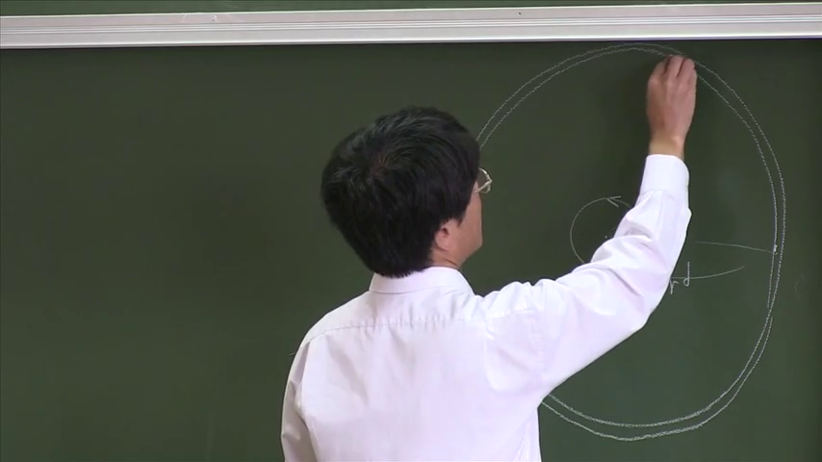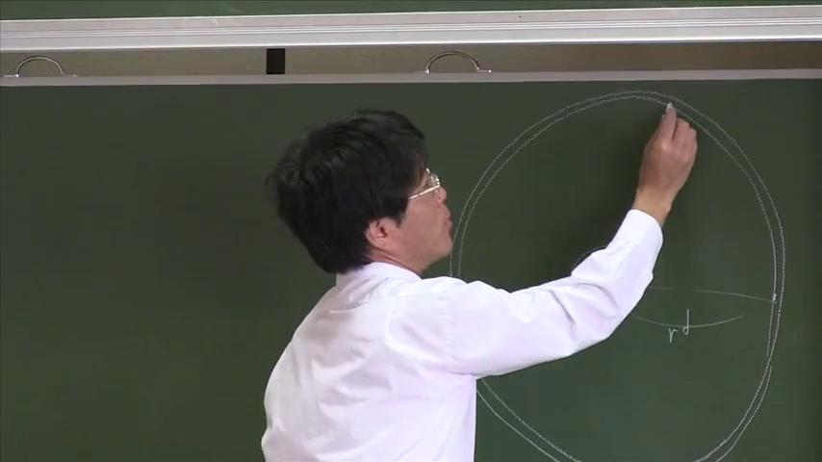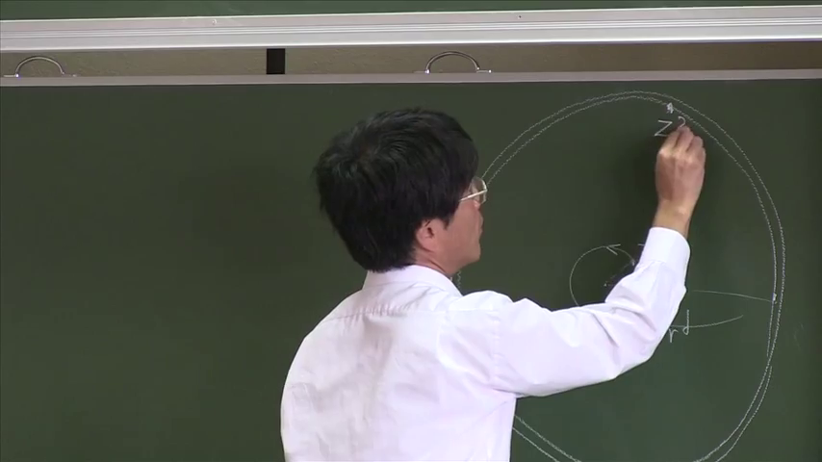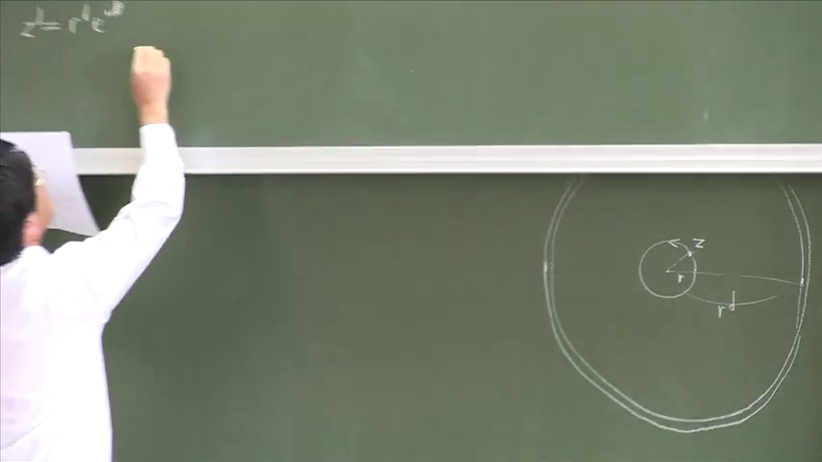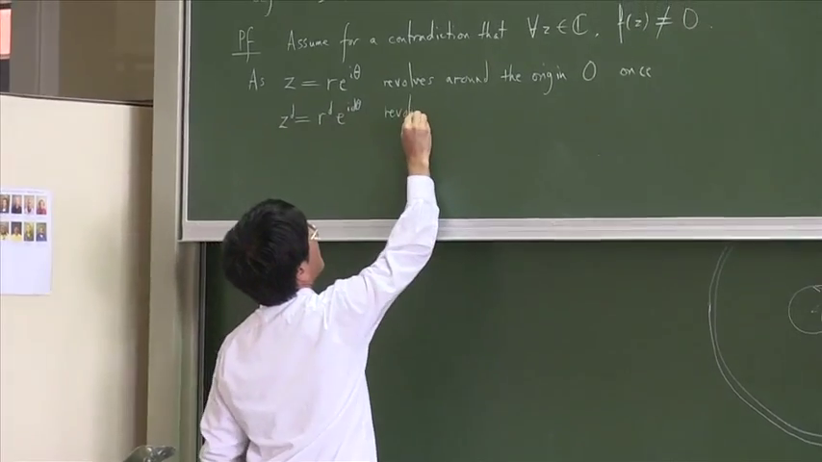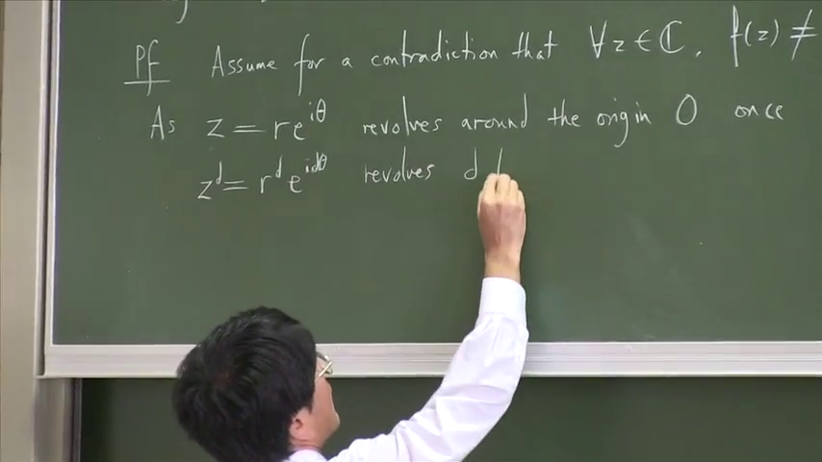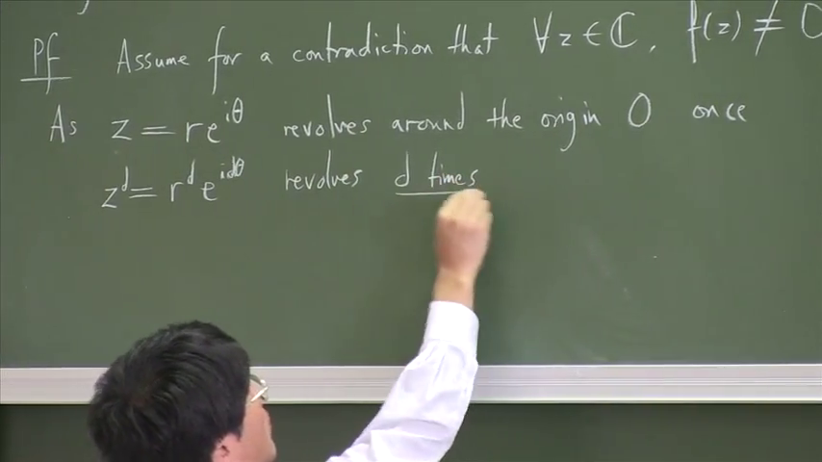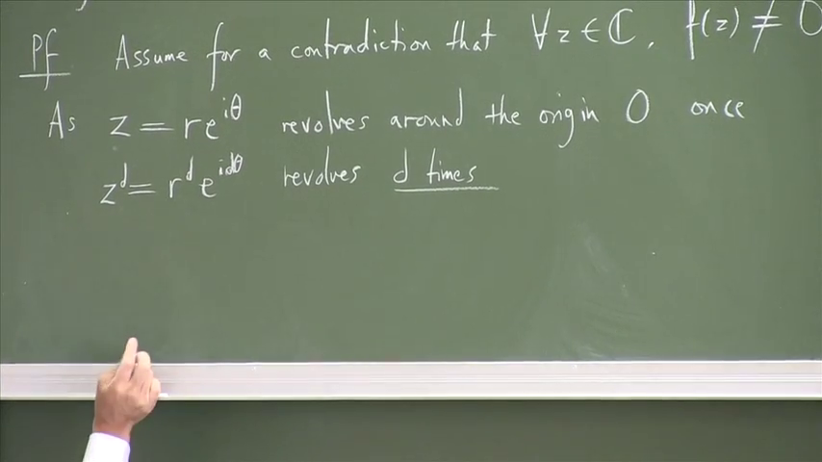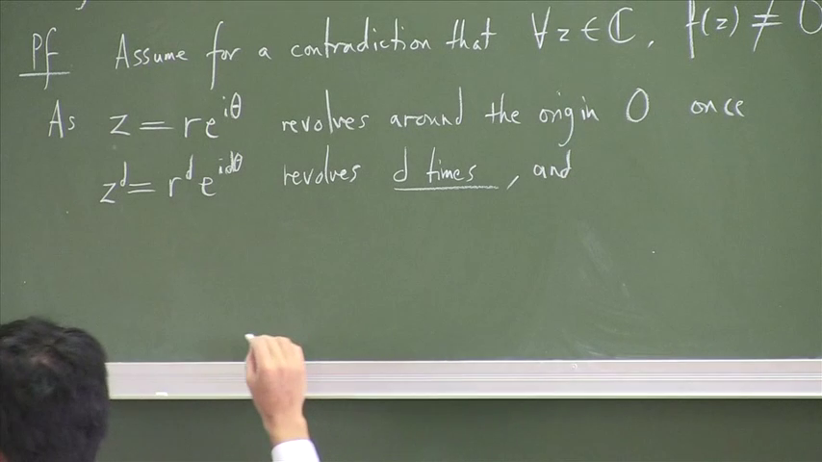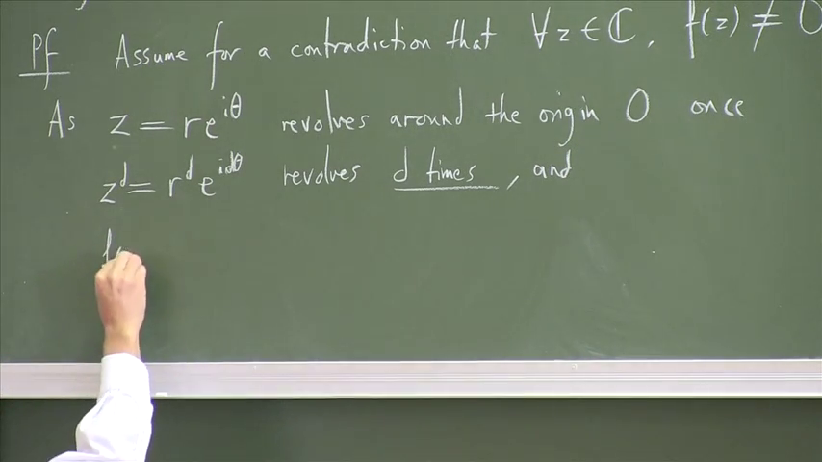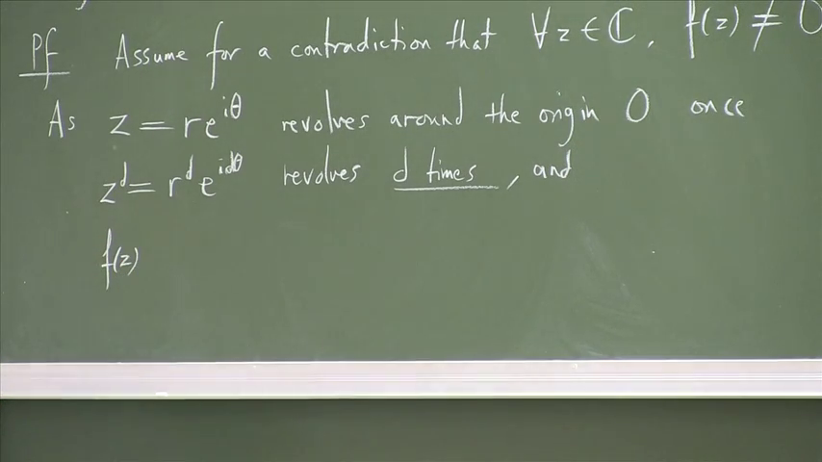somewhere here. This is not a very good picture, so z squared. Okay? It goes around twice. So in general, z to the d goes d times around the origin, and f of z, well, it's a complex number, right?